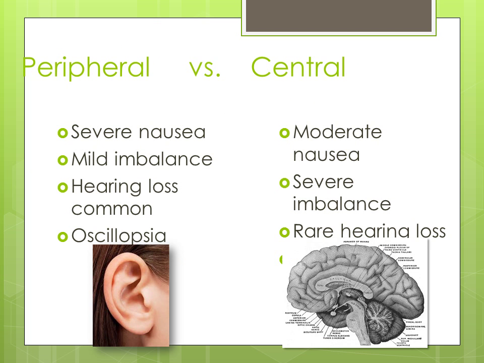So I have a couple of slides here that show some of the differences between peripheral and central. In general, people are going to be more dizzy and uncomfortable with peripheral problems, but more imbalanced with central problems. If they have a hearing loss, you know that there's a peripheral issue going on. The peripheral organ is being impacted.